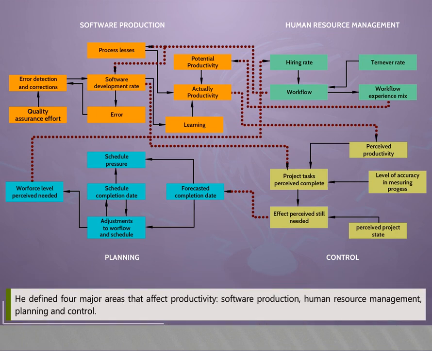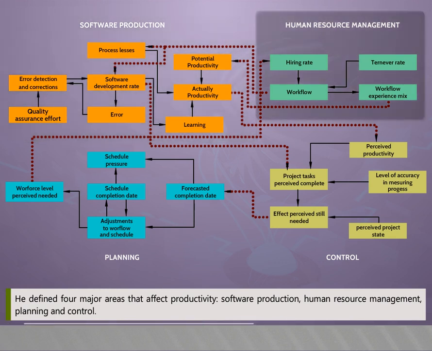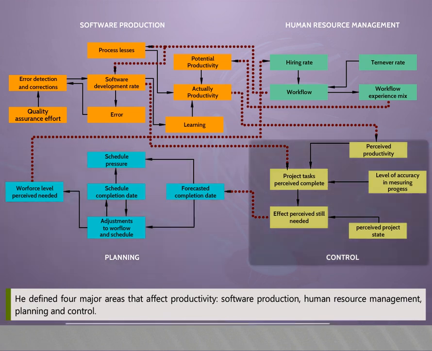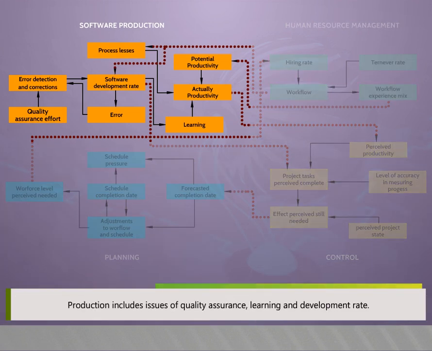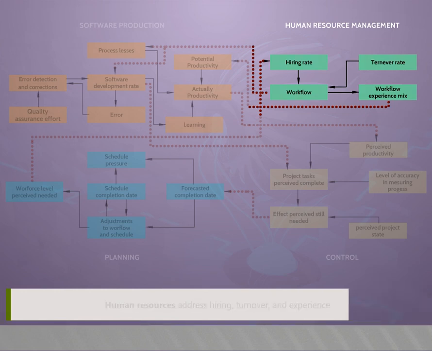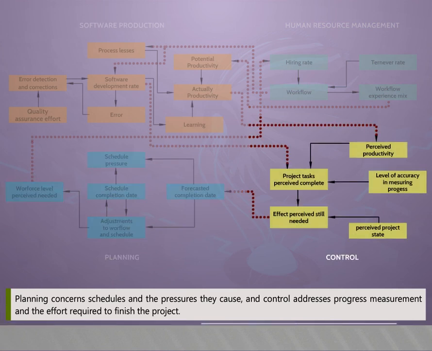He defined 4 major areas that affect productivity: software production, human resource management, planning, and control. Production includes issues of quality assurance, learning, and development rate. Human resources address hiring, turnover, and experience. Planning concerns schedules and the pressures they cause, and control addresses progress measurement and the effort required to finish the project.